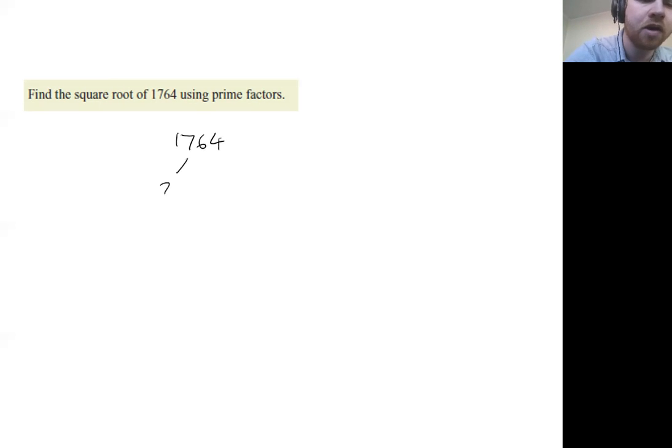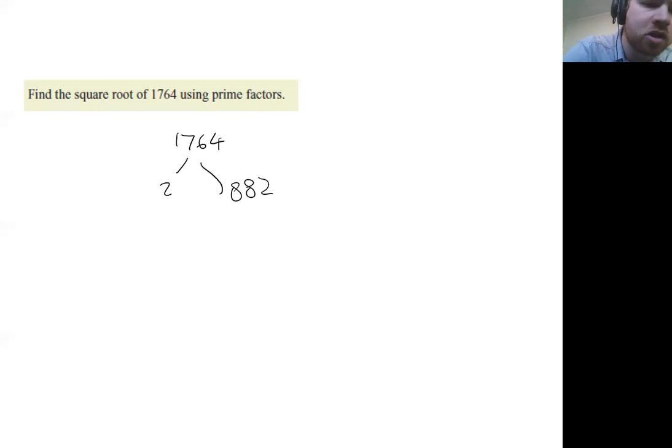It can divide by 2. So we're going to think, what is 1,764 divided by 2? It's going to be a bit more than 800. It's going to be 882. The way I work that out is I know that 800 times 2 is 1,600. 80 times 2 is 160. And then 2 times 2 is 4. So that's how I work that out in my head.